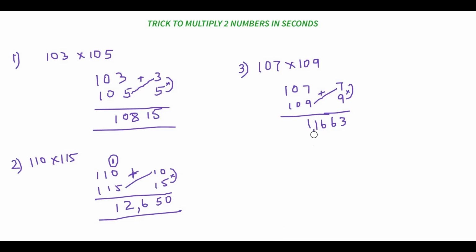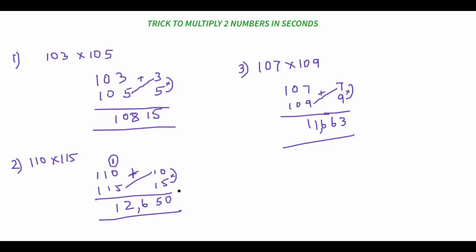So our answer is 11,663. Isn't it easy? 107 times 109 is 11,663. It took only a few seconds, hardly 10 seconds to complete a question. So this would be helpful for your exam. So try out random numbers, whichever number you want to try. Try out more random numbers so that you have practice.